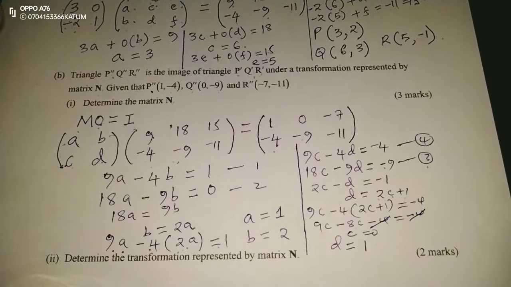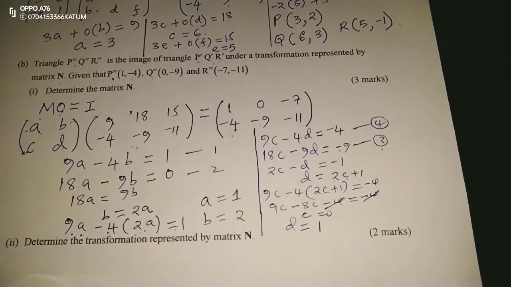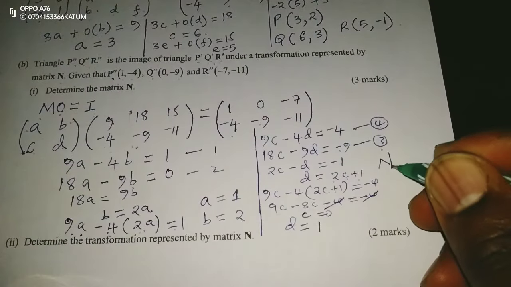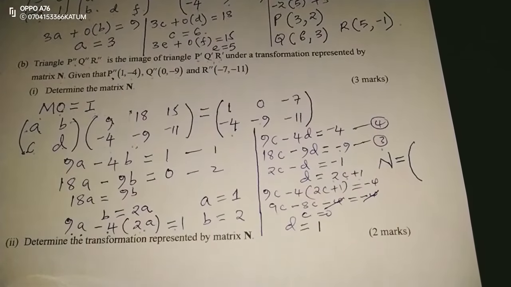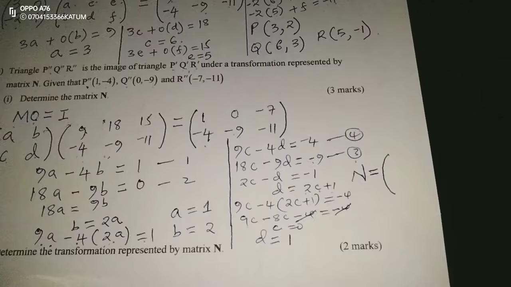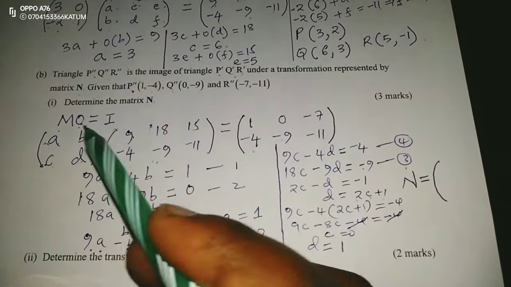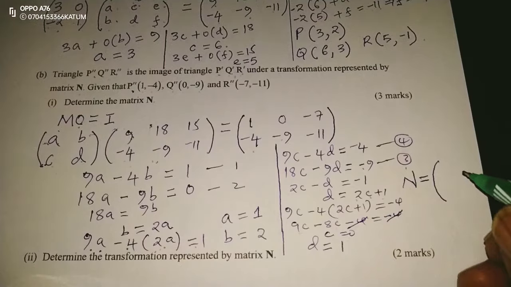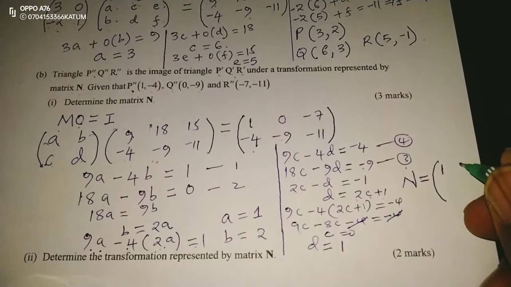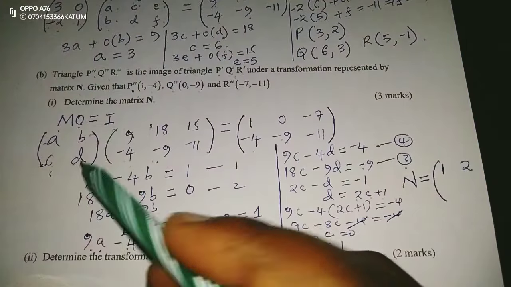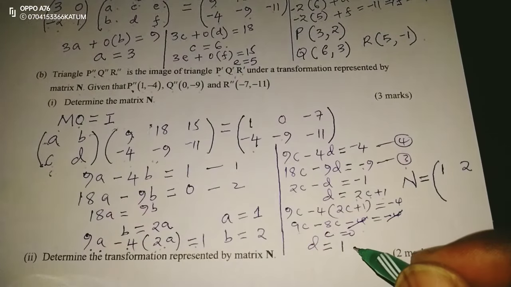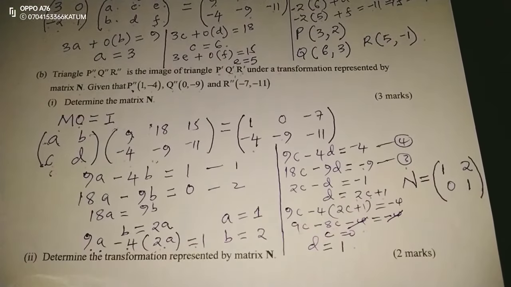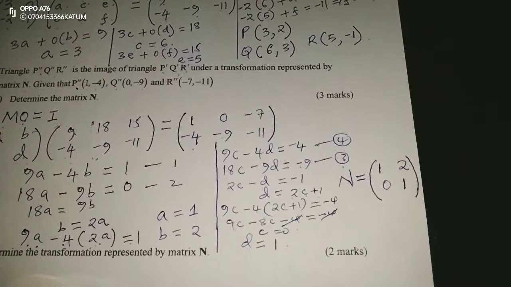That means the value of d is going to be 2 times 0 plus 1, which is 1. Therefore, with all these values now, the matrix N for the transformation, remember it is in this format, A B, so that means 1, 2, then C D, that means 0, 1. So this is the matrix for the transformation: 1, 2, 0, 1. That is the matrix N.